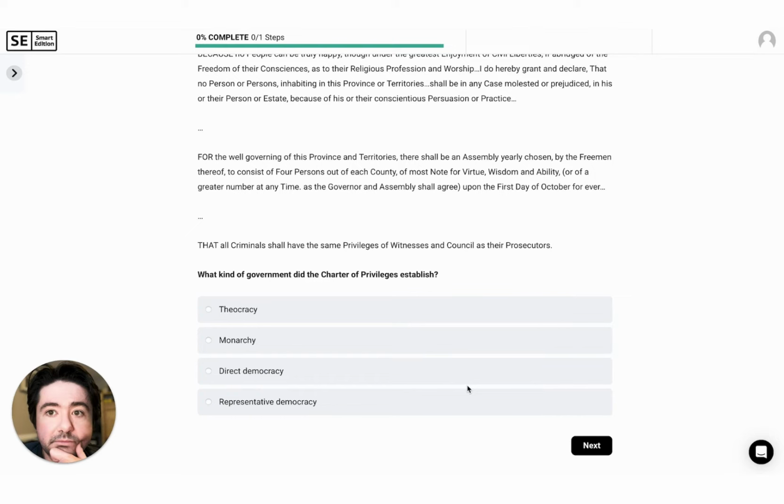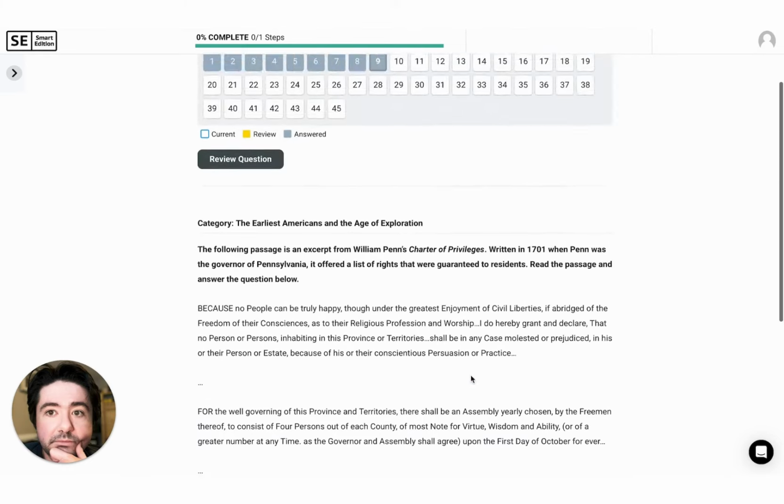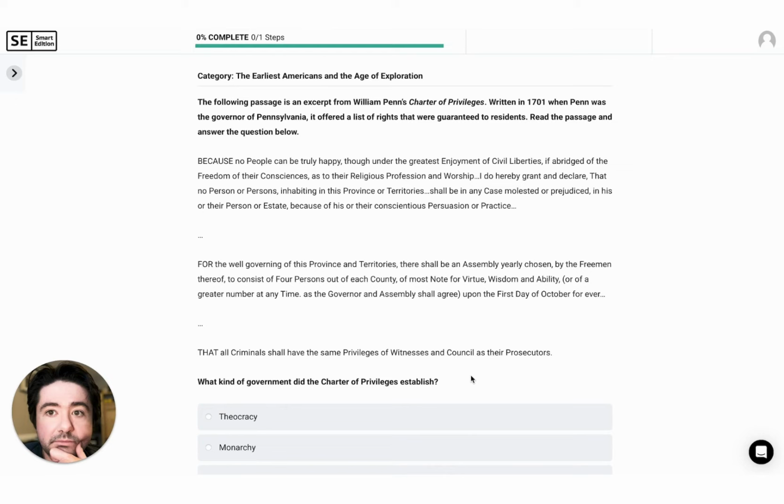The correct answer is representative democracy. The roots of our current representative democracy go back to this period. The founders in 1776 didn't think up all of this stuff just on their own. They looked at what the colonies had used before. Now, where do we find this in the document? Like I said, it's a short document, so we're going to skim it. And we're going to take a look at a type of government. I don't see that here.